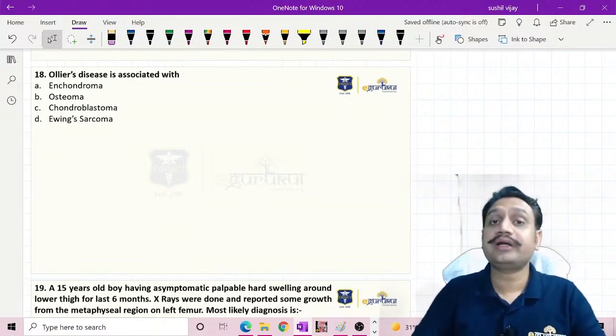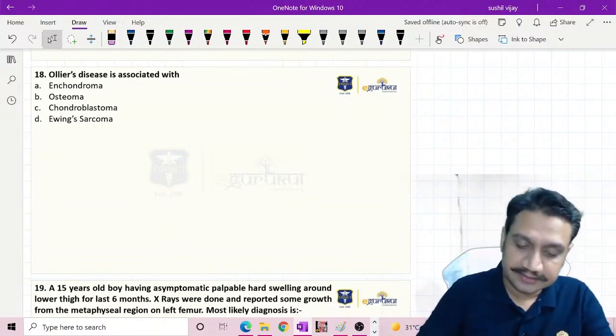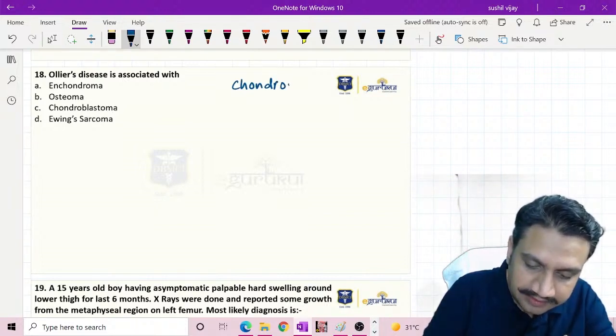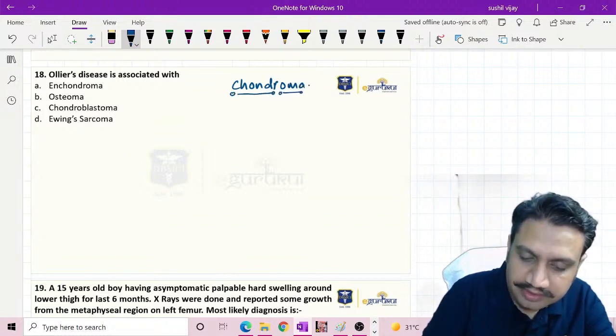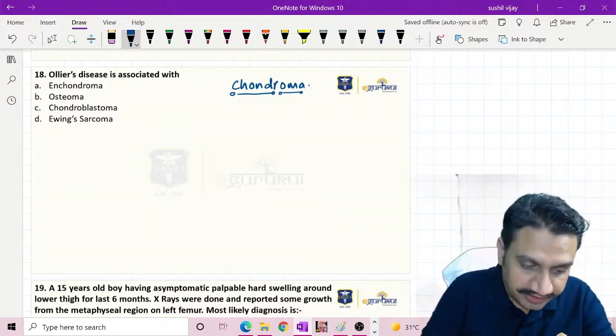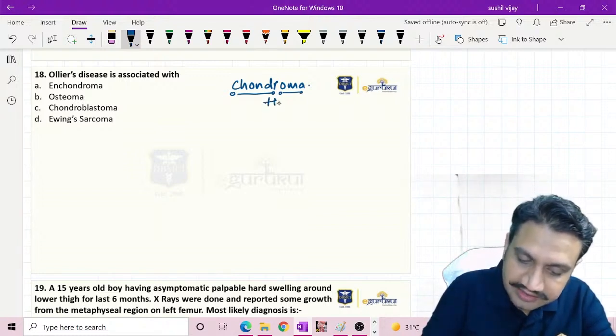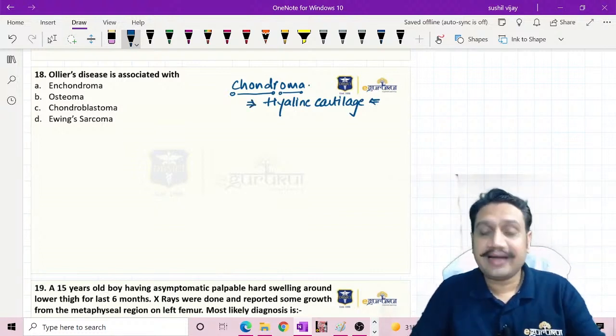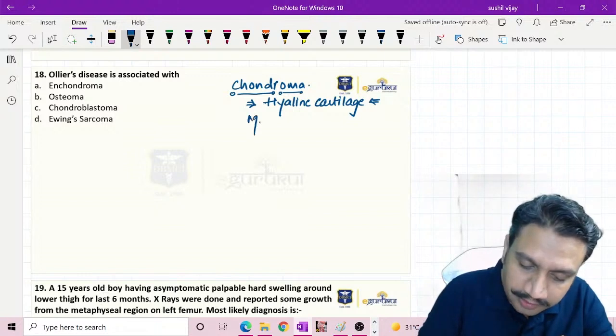Any idea what is Ollier's disease? Kya hota hai Ollier's disease? The tumor of the cartilage. They are known as chondroma. What is chondro? Chondro is cartilage. Oma is the tumor. So, tumor of the cartilage. Which kind of cartilage? The hyaline cartilage. So these are tumors of the hyaline cartilage. Okay.